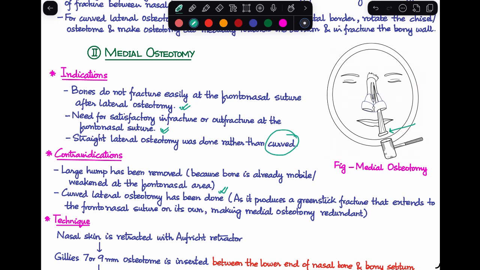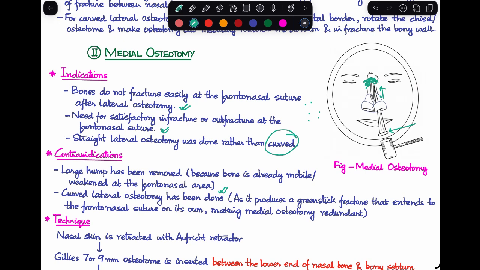So you'll ask your assistant to strike this osteotome with the mallet in the sequence of 2 taps, like tick tack, followed by a pause, and then again repeat tick tack. As the osteotome keeps moving up, if you remember the anatomy that I had discussed, the nasal bone keeps getting thicker as you go towards the root of the nose. So that is something that you need to be aware of when you're performing this.